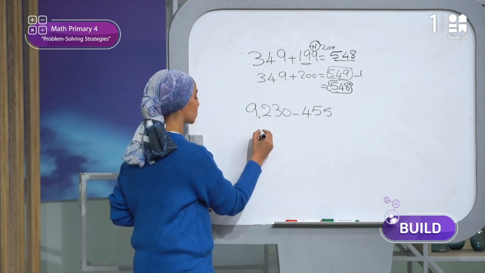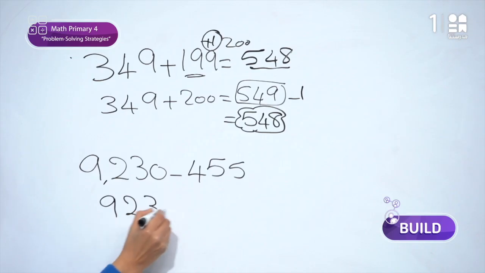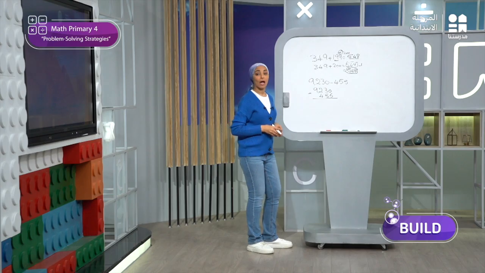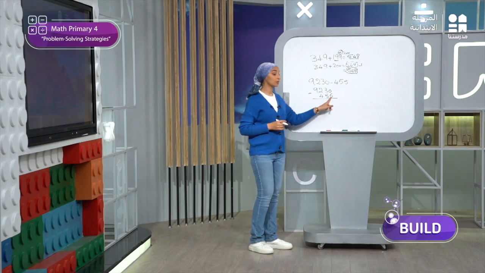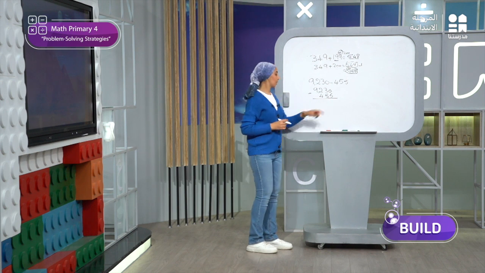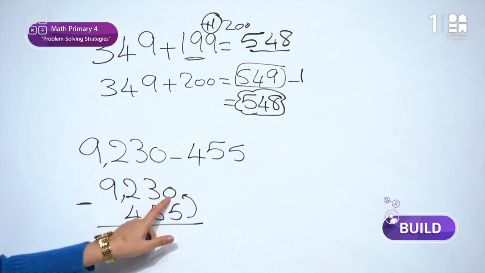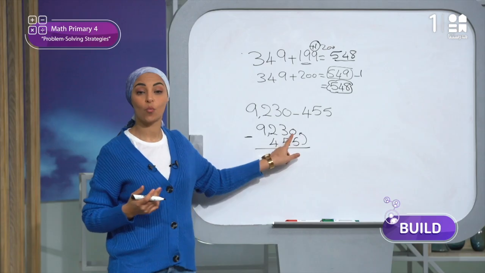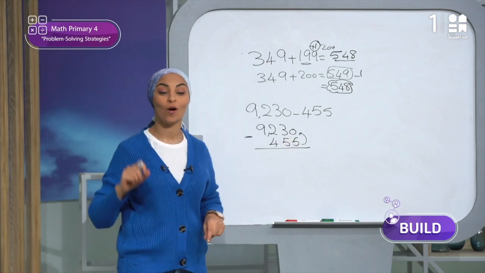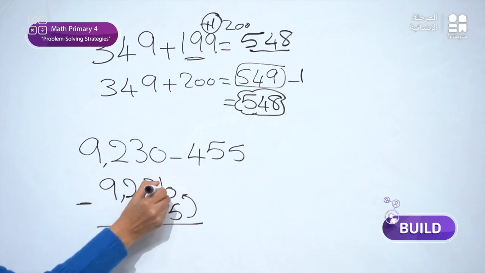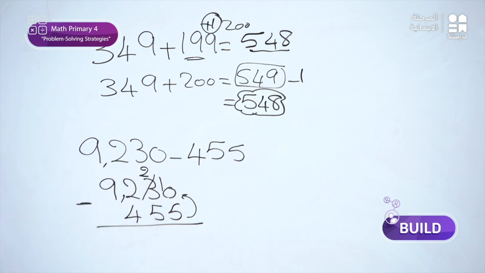I will start, of course, with the biggest number, which is 9,230, and I will write down 455. Then I will subtract these two numbers. I will start subtracting from the ones, of course. Can I make 0 minus 5? Can I subtract 5 from 0? Of course no, it doesn't work. So what should I do? I will borrow 1 from the tens. So I will borrow 1, 0 will be 10 and 3 will be 2, right?